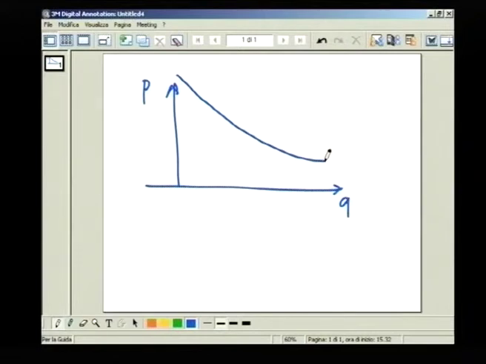And there is another curve which is called the supply curve. This is called the demand curve, and this is the supply curve. The supply curve is that of the producer. The producer, of course, is encouraged to deliver more goods to the market when he finds that the price increases. While when the price falls, he is not very much interested to produce more goods.